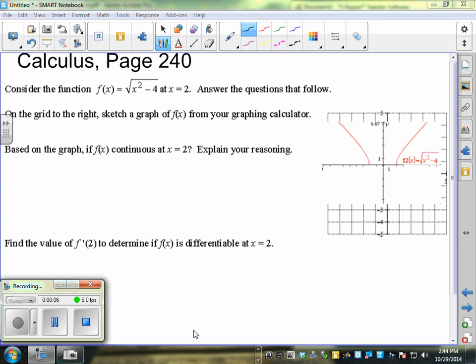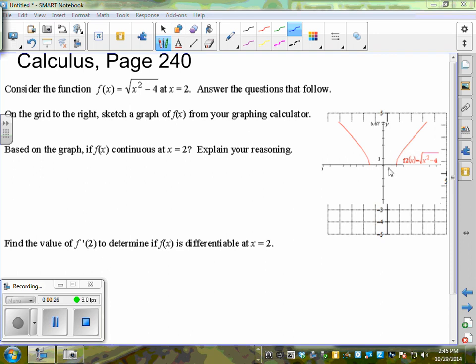Welcome to Calculus Homework, page 240. We're looking at this function, and they want us to consider it where x is equal to 2. First of all, they ask us to do a graph from the graphing calculator. When we do that, we get this graph. Notice that the function does not exist between -2 and +2.